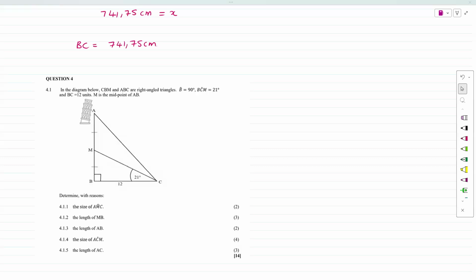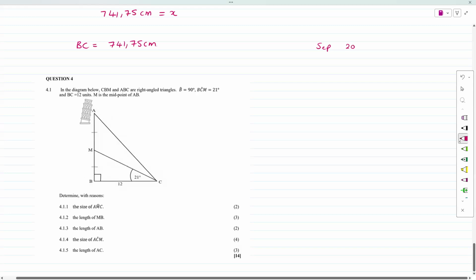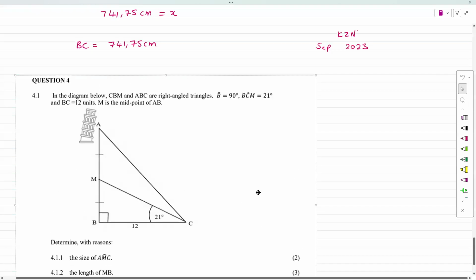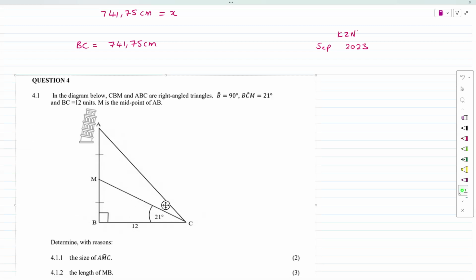Okay, guys, this is September 2023. This is still KZN as a revision. So in the diagram below, I can make the diagram a little bit bigger. In the diagram below, CBM and ABC are right angle triangles. CBM and ABC. So you guys can see there's two different triangles here. We got there, and we got there, right? And we got a 90 degrees at this point.